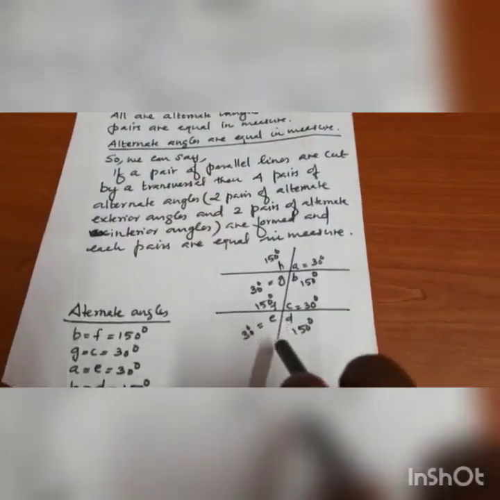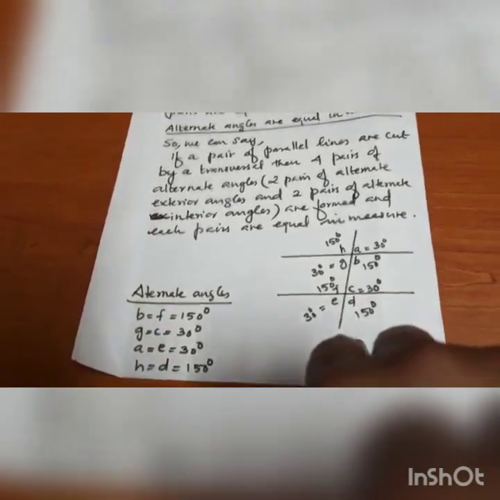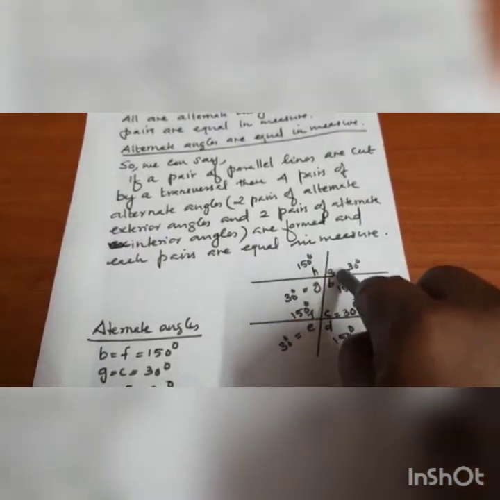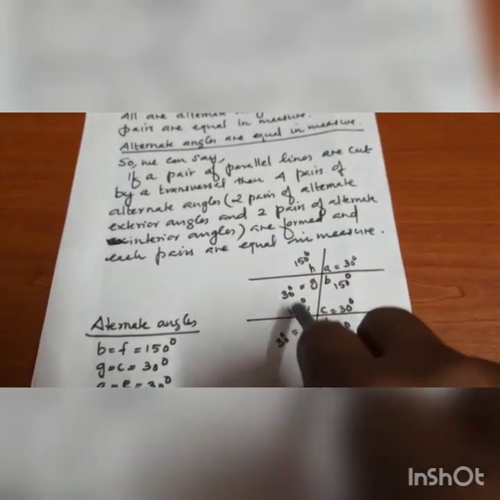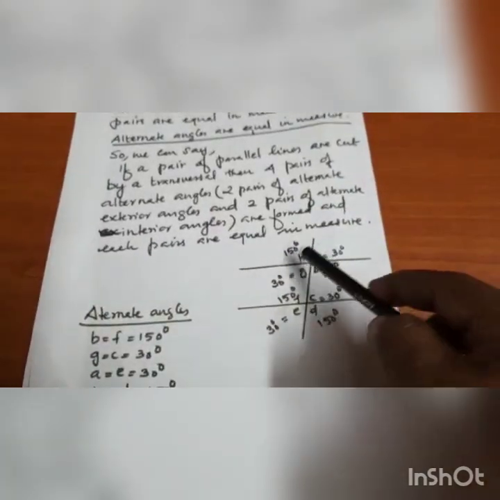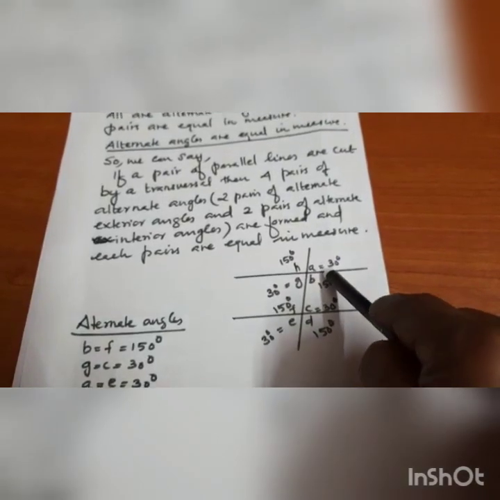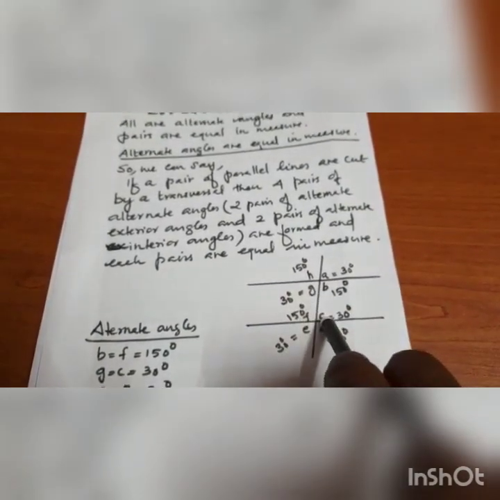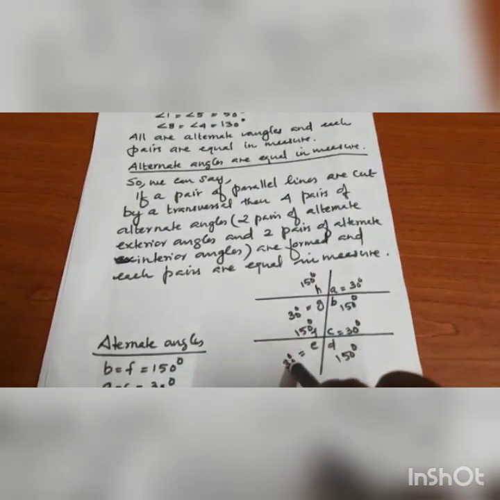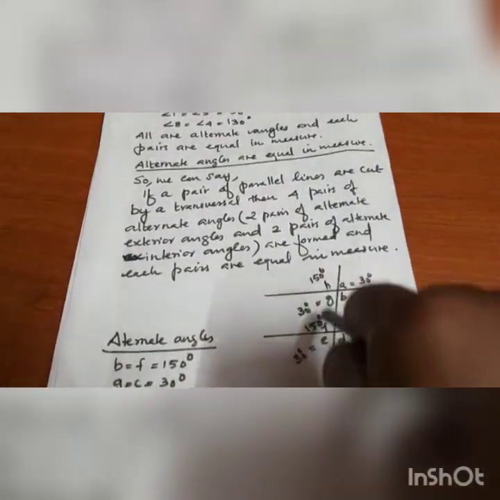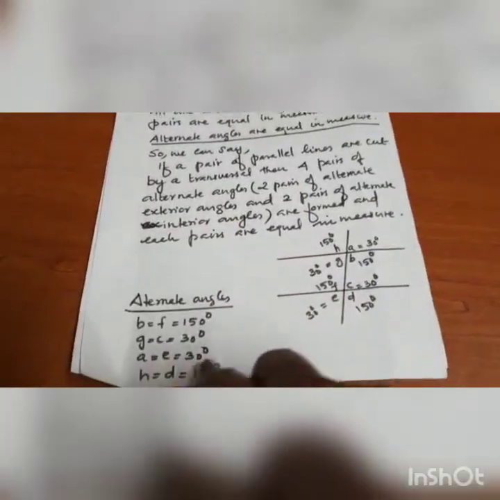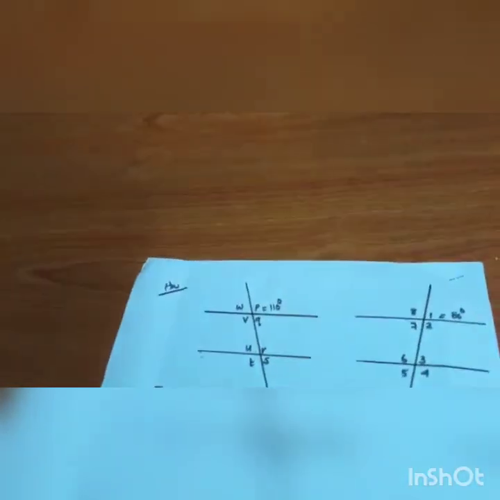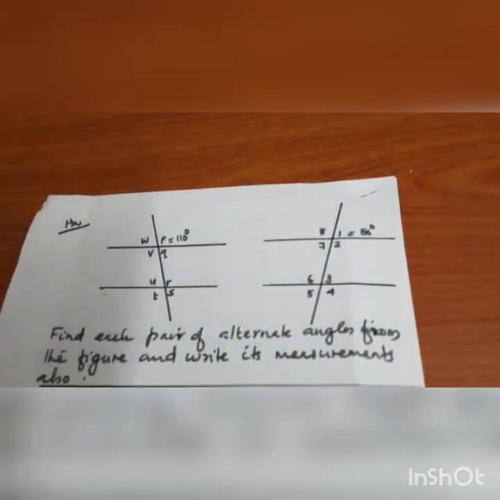So, from the above example, here the angles are marked as A, B, C, D, E, F, G, H. Here, what are the alternate pairs? B and F are one pair, G and C are another pair. A and E are one pair and H and D are another pair. In each pair, they are equal in measure. Then, here are 2 homeworks.